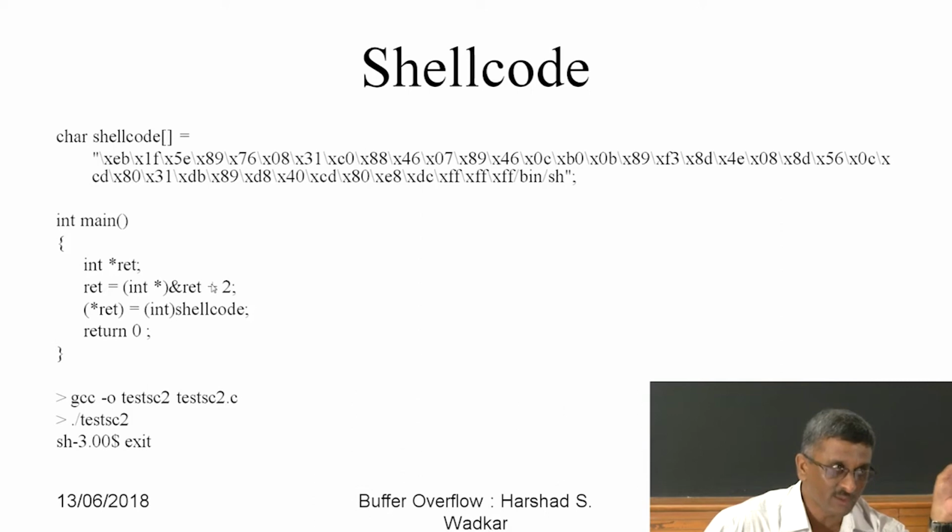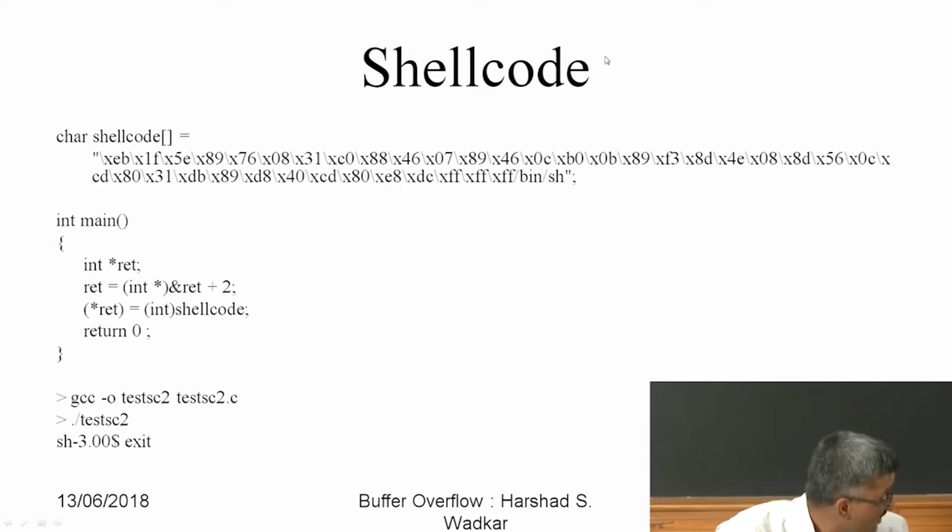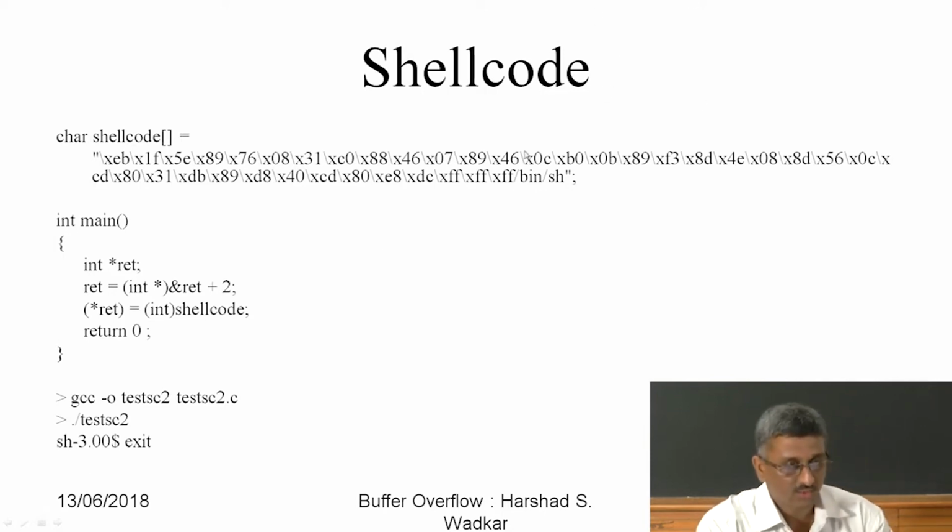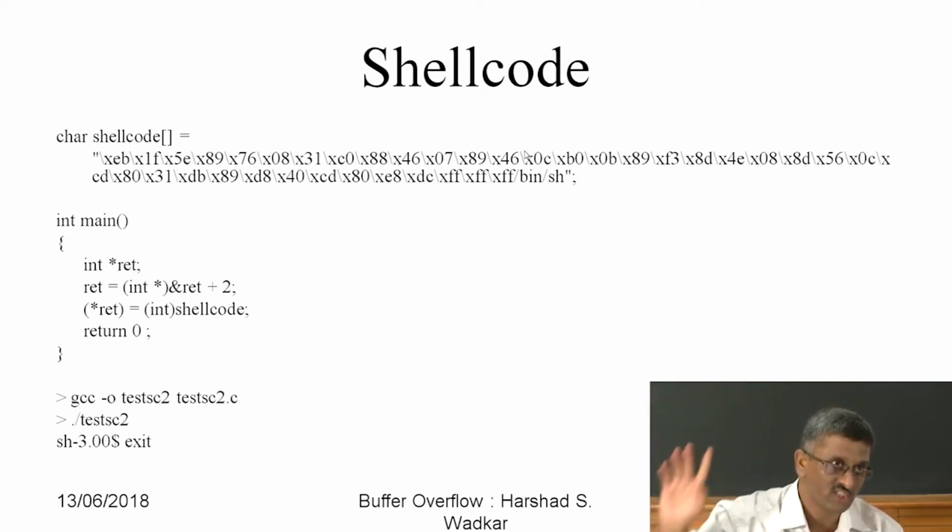It is \x, and \x is hex data. \x is hex, C0, 80 and so on. You can see the last part, /bin/sh. Are you seeing it here? The last parts of the character array shellcode are \xff, \xff, \xff, /bin/sh. Now I am going to execute. When the control goes here, ret equals int shellcode, this shellcode will actually execute this part, and this part is nothing but going to that particular location and executing /bin/sh.